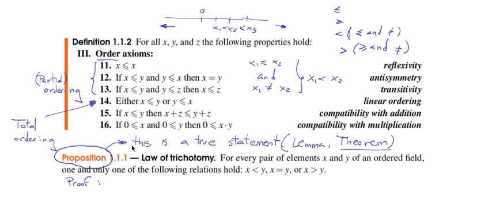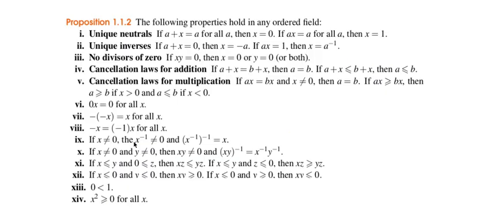With these 16 properties, we can actually prove a lot of operation rules that are the rules you use for dealing with real numbers. So you will recognize them from every math course that you have taken before. So this is again a proposition, the second proposition in this section of the first chapter. The following properties hold in any ordered field.